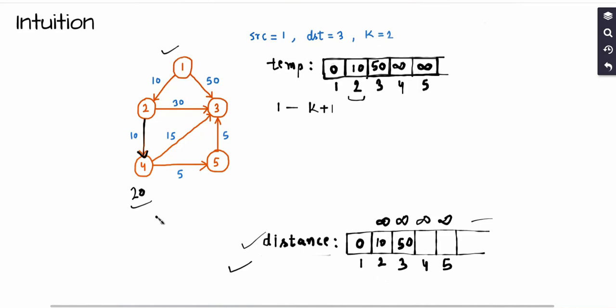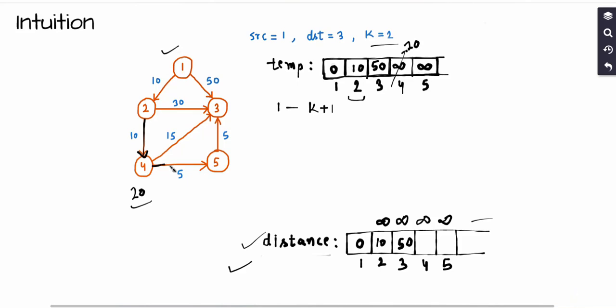20 would be the distance, the shortest distance from the source city 1 till the city number 4, while we have at max 2 stops along the way. Fine. So I ask whether 20 is better than the distance which you already have in this temp array, and the answer is yes, 20 is better than infinity. So I replace infinity with 20.